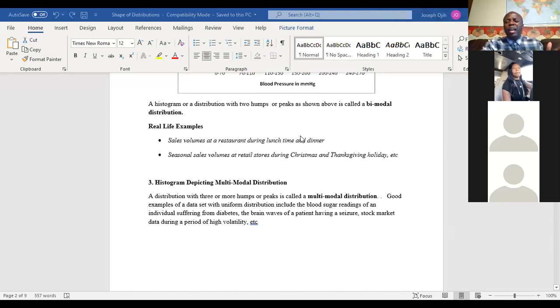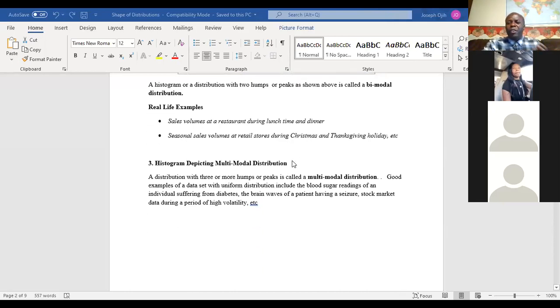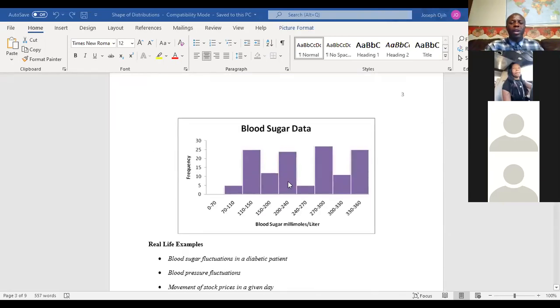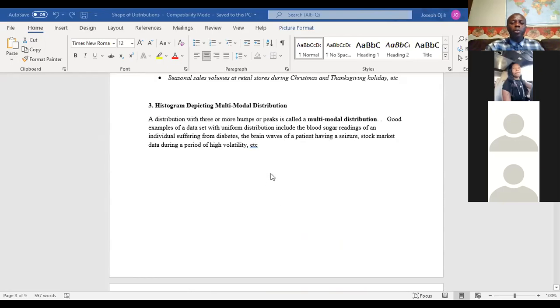Now, many distributions can have more than two peaks. If I use sales, for example, we have many sales. We have Thanksgiving sales, President's Day sales, Easter sales, Christmas sales, Cyber Monday. During those times, you see sales going up and down, shooting up. So you can say there are more than two modes. We call it a multimodal distribution.